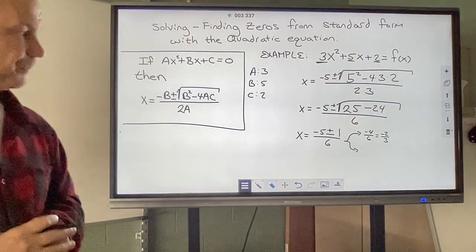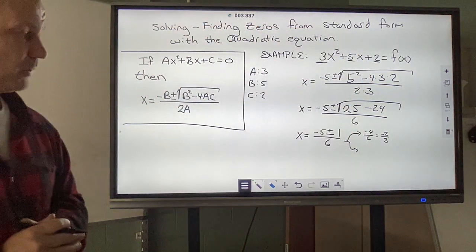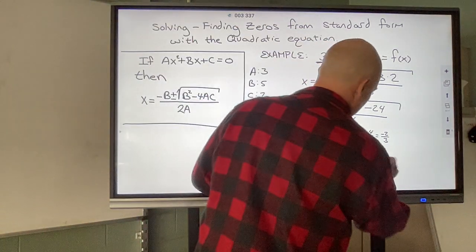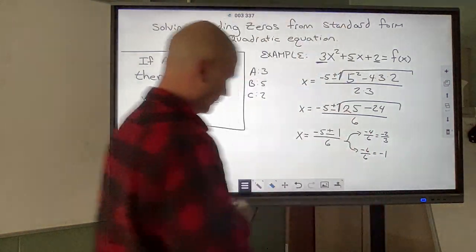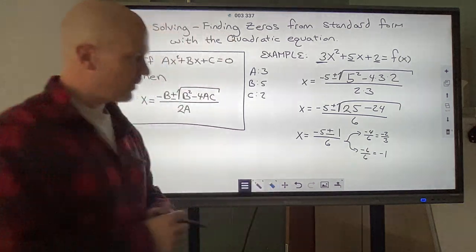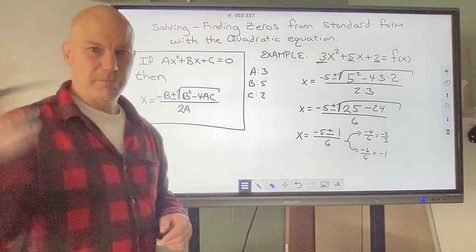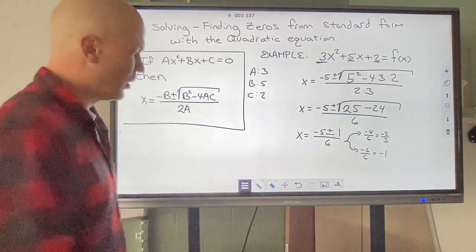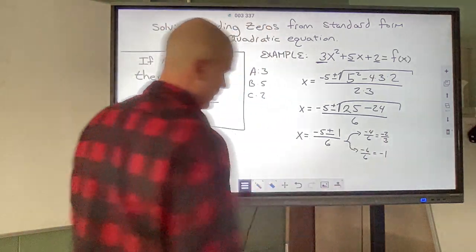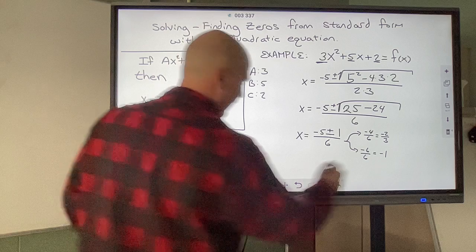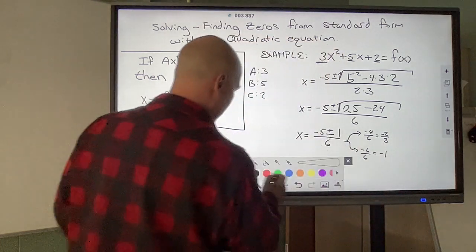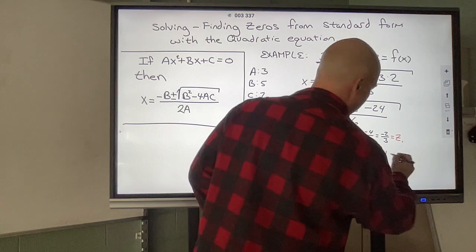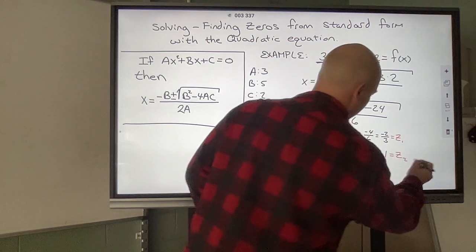And negative 5 minus 1 is negative 6 over 6, which is negative 1. I want to point out one more thing. We can actually backtrack back to our factored form from here. I know that these are my zeros. So I can also say this is my first 0 and this is my second 0.